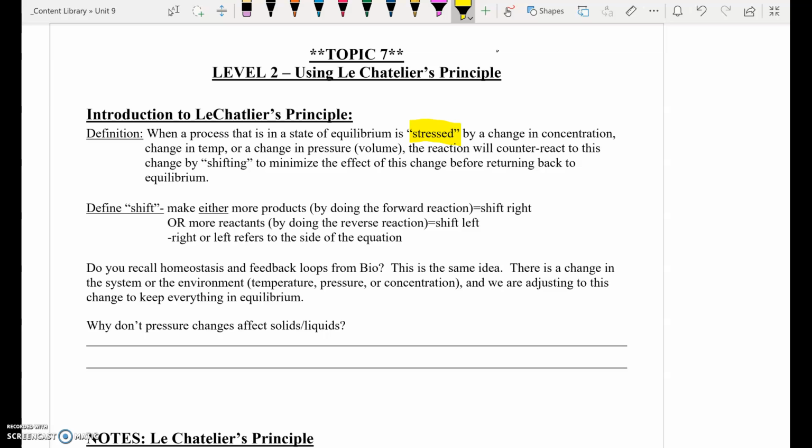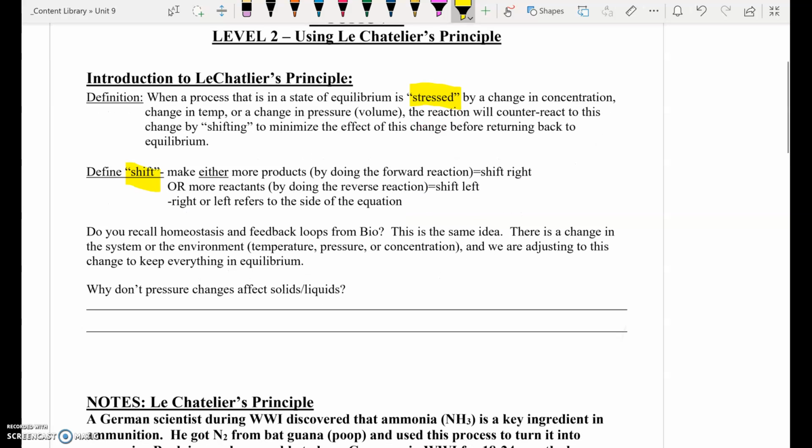So the pushing of you on the shoulder is analogous to this word shift here in the second paragraph. Make either more products, shift right, or it'll make more reactants, shift left. That means that the chemical reaction will go in one direction a little bit faster than in the other direction in order to get back to equilibrium. But more importantly, it has to get rid of the stress that the chemical reaction is under. Do you recall homeostasis, feedback loops in biology? It's the same idea. There is a change in the system or the environment, and we are adjusting to this change to keep everything at equilibrium.